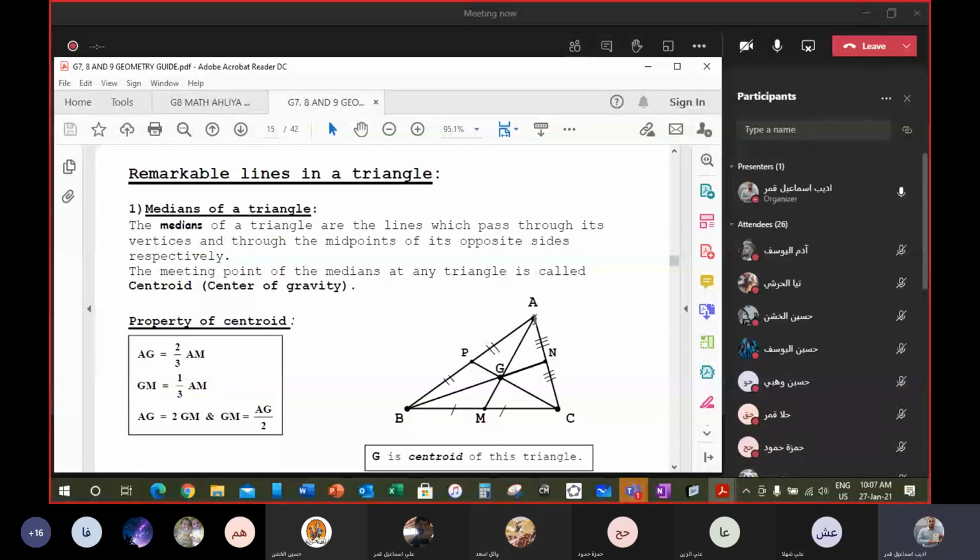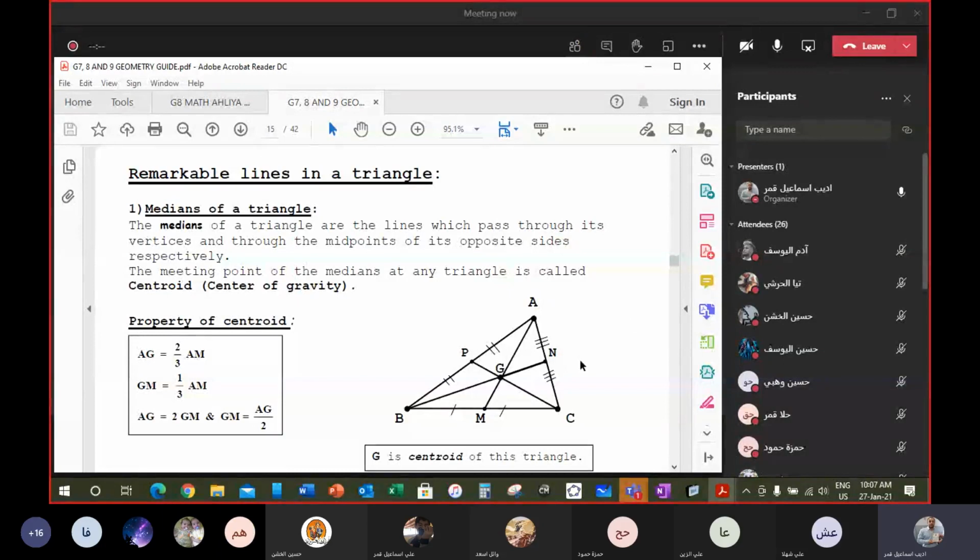طيب the three medians are concurrent at one point. Are concurrent يعني بتقاطعوا على نقطة واحدة، they intersect at one point. نسميها الجي. G شو بكون اسمها؟ Center of gravity أو centroid.